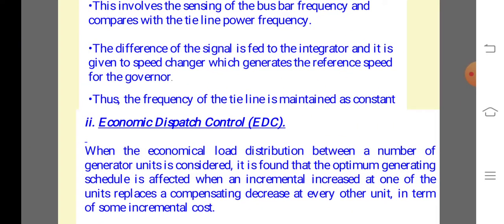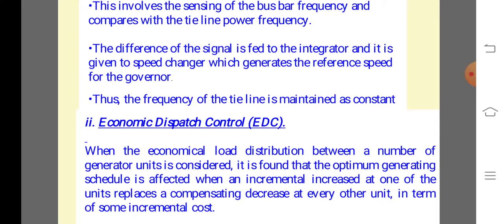This involves the sensing of the bus bar frequency and comparing it with the tie line power frequency system. The difference signal is fed to the integrator and it is given to the speed changer, which generates the reference speed for the governor. Thus the frequency of the tie line is maintained constant.